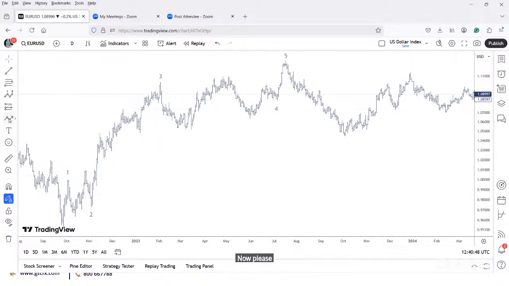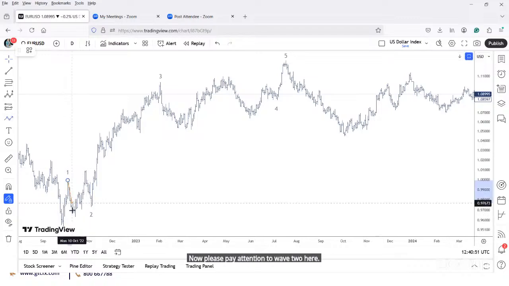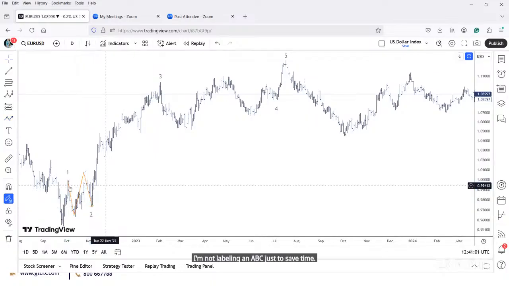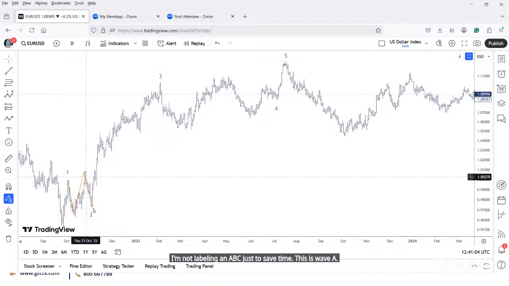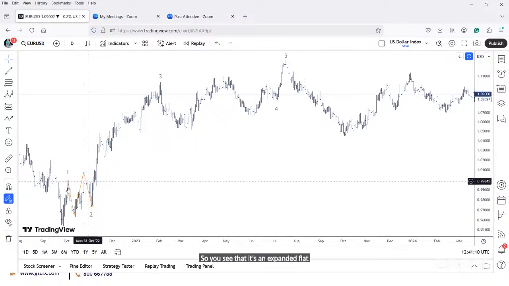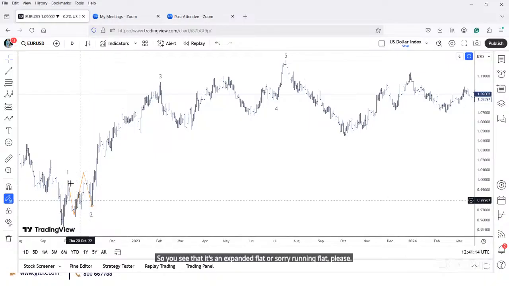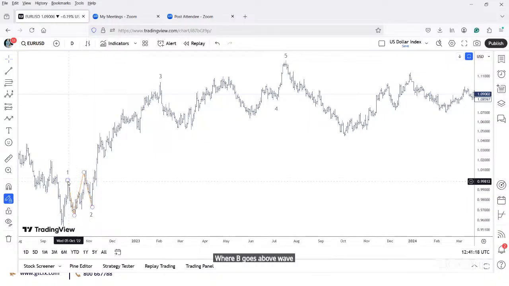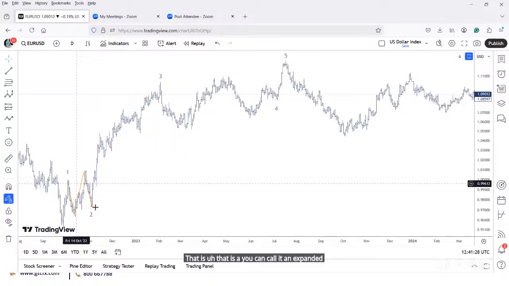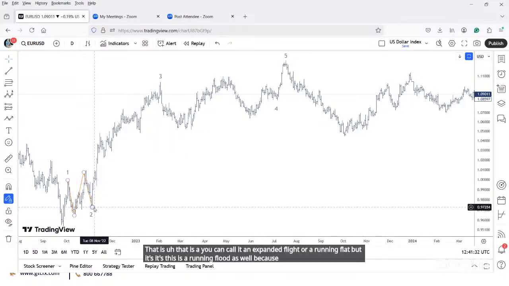Now please pay attention to wave 2 here. Wave 2 has unfolded in three waves. I'm not labeling an ABC just to save time. This is wave A, wave B, and wave C. Okay? Do you see that it's an expanded flat? Oh, sorry, running flat, please. Wave B goes above wave A, and wave C falls short. It doesn't go below that point. You can call it an expanded flat or a running flat, but it's a running flat as well because the C wave does not drop below wave A. All right, so that's a corrective pattern.